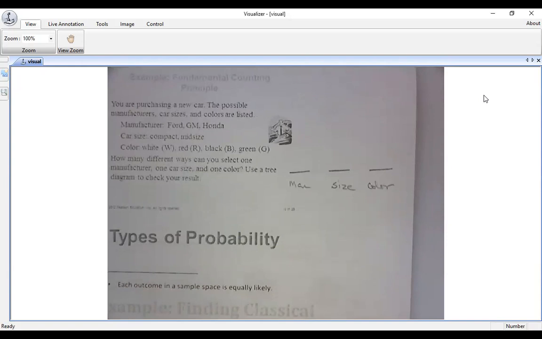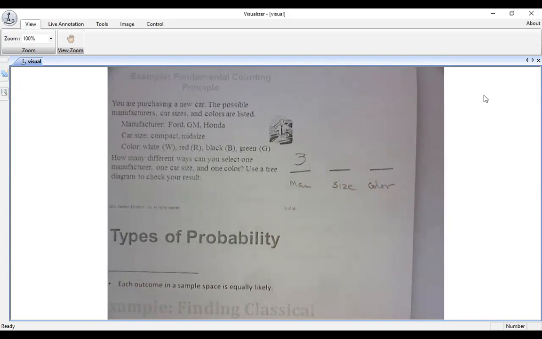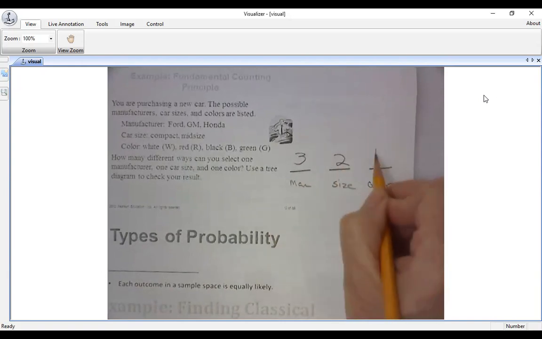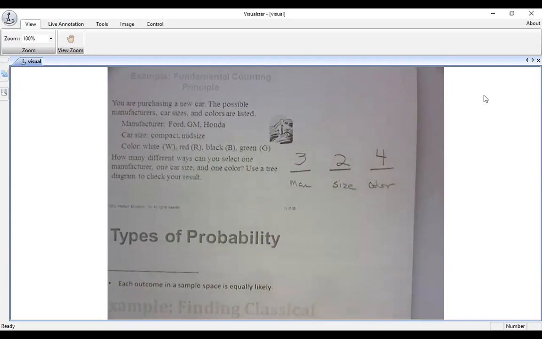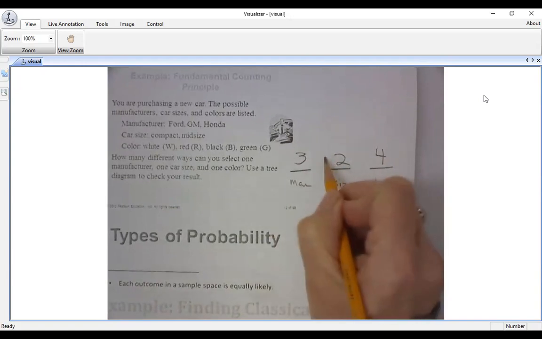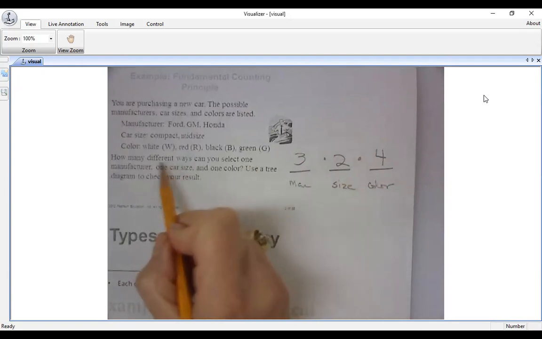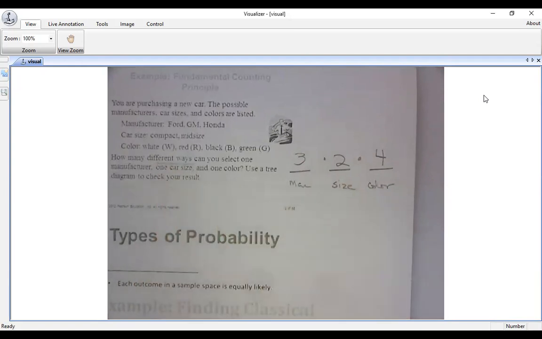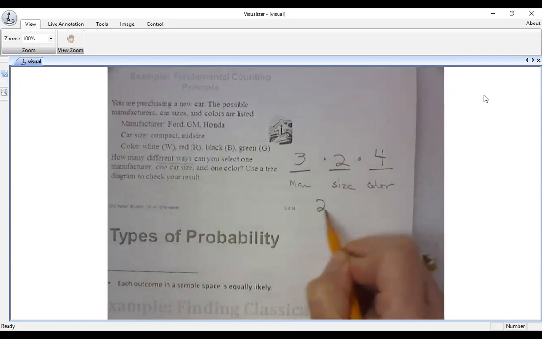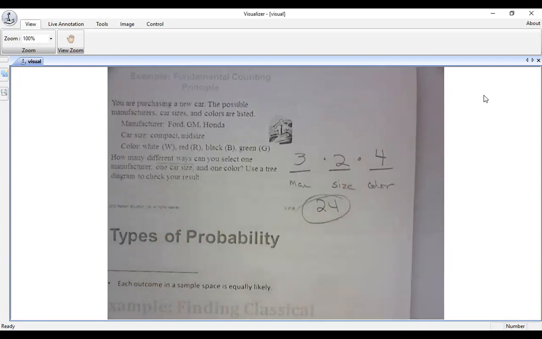How many choices are there for the manufacturer? 3. 3, because it could be a Ford, a GM, or a Honda. How many choices do I have on the size? 2. 2. And the color? 4. Okay, and then we do what with all these numbers? Multiply. You got it. We're going to multiply them together. And Daniel, you told me just a minute ago, I have how many different ways I can get one of these? 24. 24. That's it. That's all you would have to do.